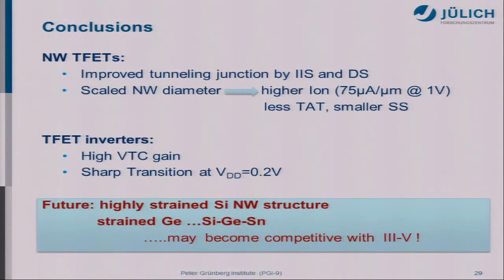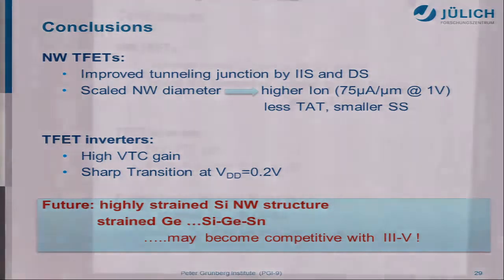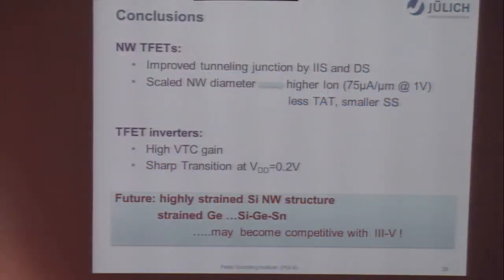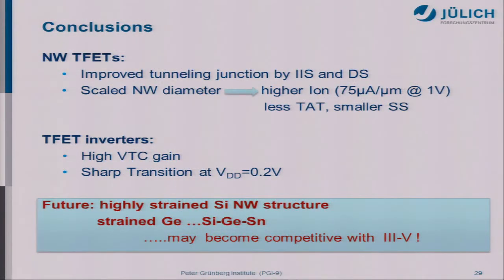Okay, now let me conclude my talk. So I showed you that we use implantation into silicide and also a low temperature drive-out annealing, and with dopant segregation we can really get very steep junctions. And also I showed you that using nanowire structures, it is better to use very small nanowires with gate-all-around. We can obtain this high on-current of 75 microamps per micrometer at 1 volt.